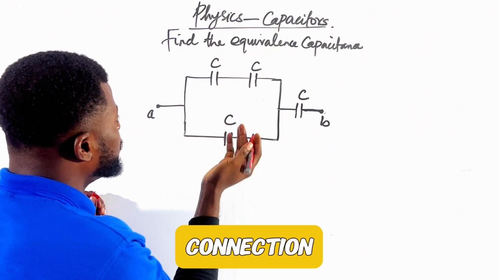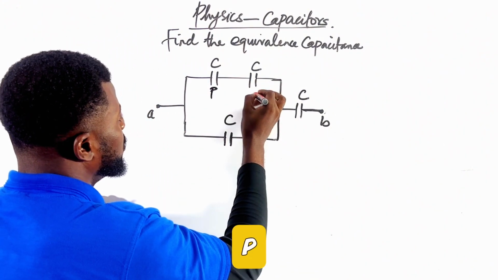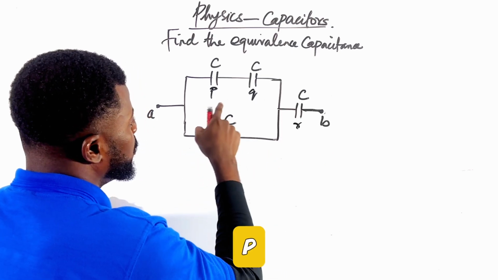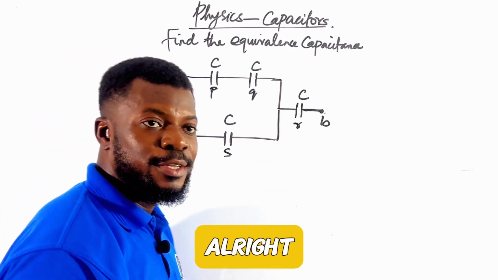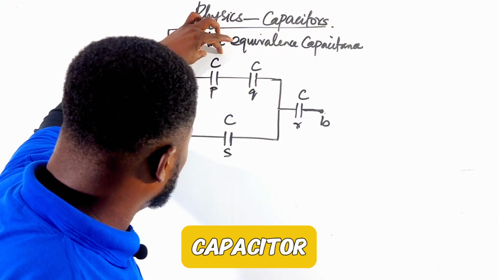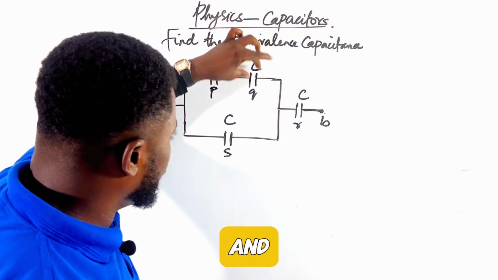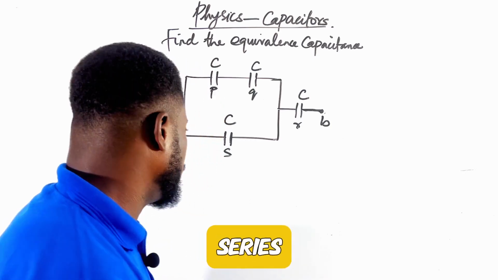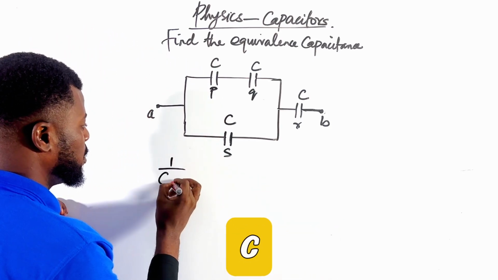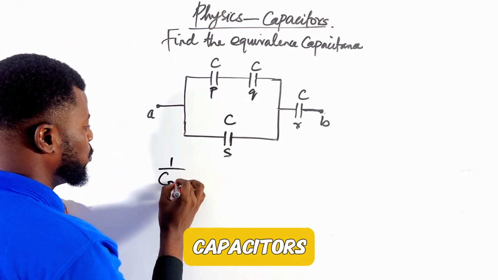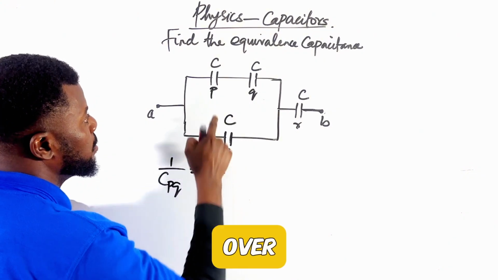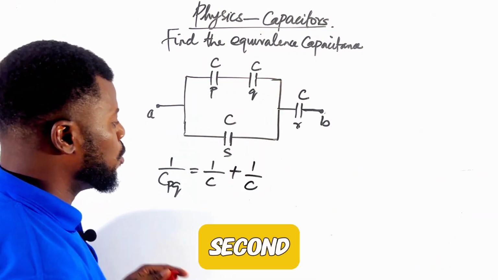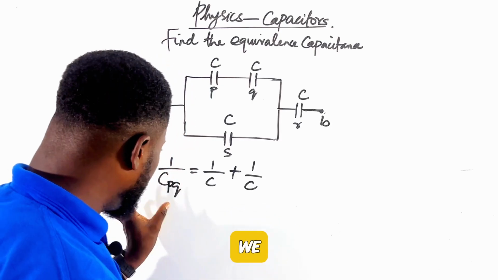So for serial connection, let me just number this. Let's say this is point P, point Q, point R, point S. All right. So this capacitor at this particular position, P and Q, they are both connected in series. What is the formula for serial connection? 1 over C for these capacitors will be 1 over the first one plus the inverse of the second one.